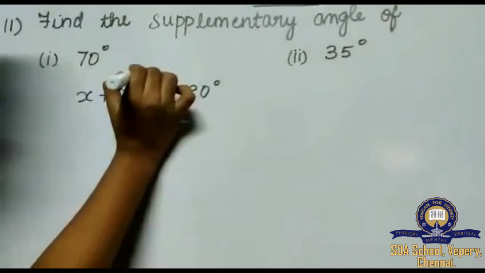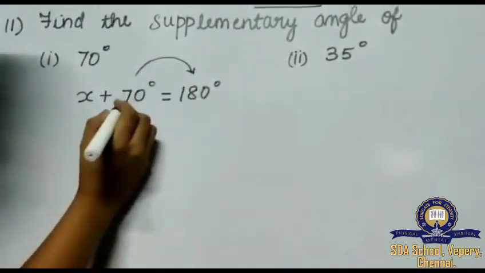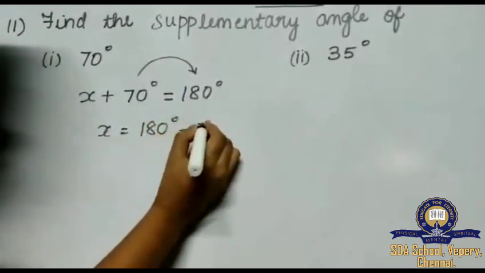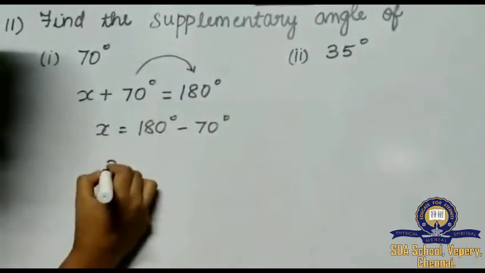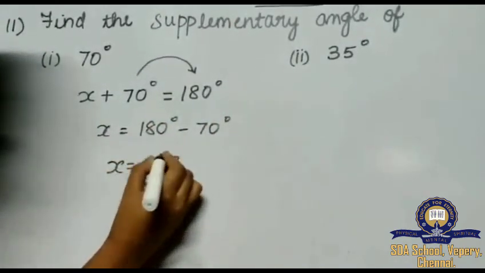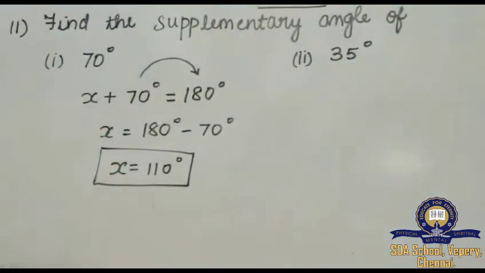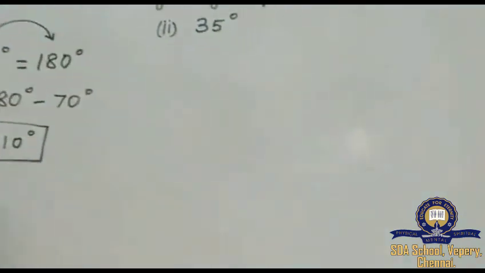When I bring this plus 70 degrees to the right hand side, it becomes minus 70 degrees. So when I subtract 70 degrees from 180, I'll be getting 110 degrees. So this will be the value of one angle. Got it, students? Now we'll move on to the second subdivision. It is 35 degrees.